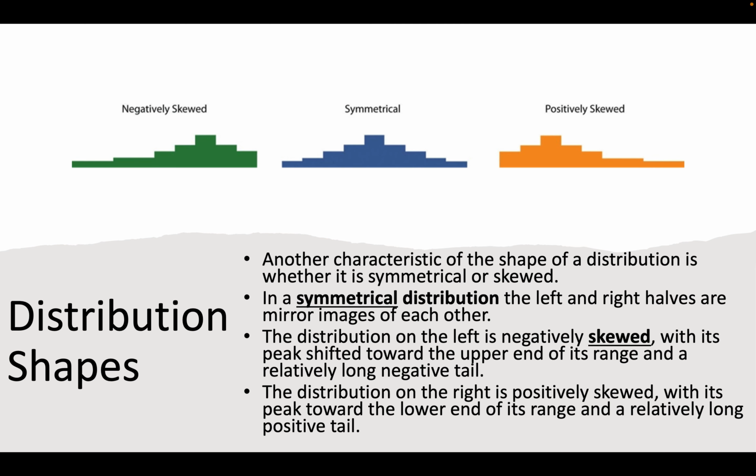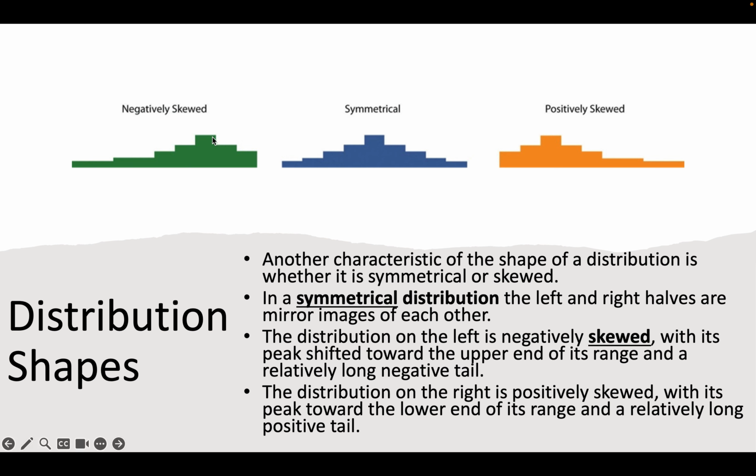Another characteristic of the shape of a distribution is whether it is symmetrical or skewed. In a symmetrical distribution, the left and right halves are mirror images of each other. The distribution on the left is negatively skewed, with its peak shifted toward the upper end of its range and a relatively long negative tail.